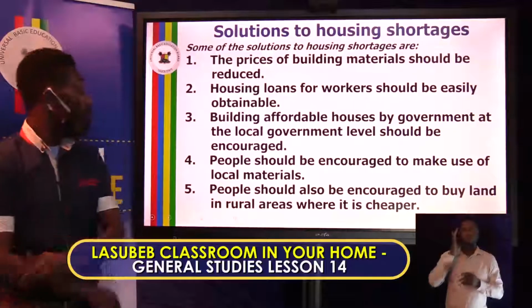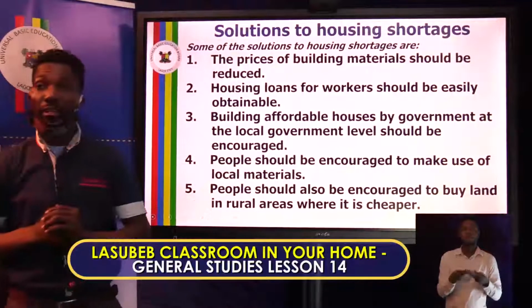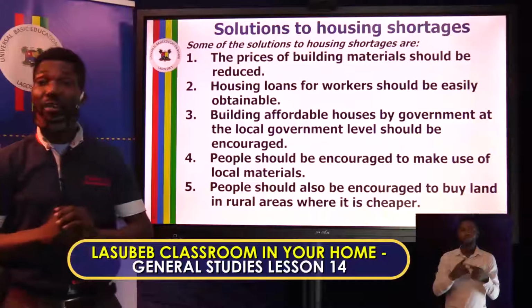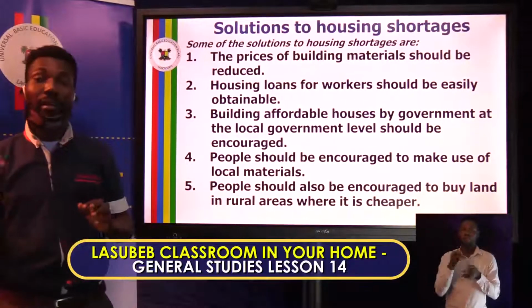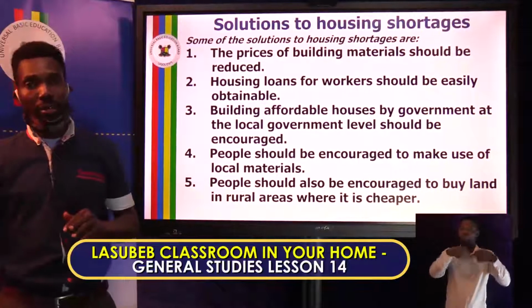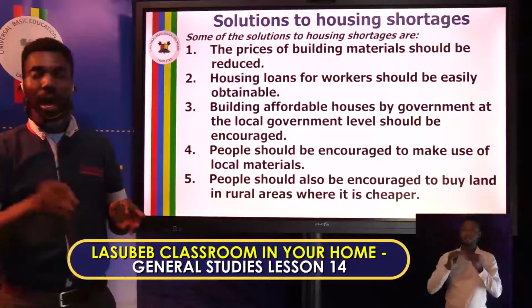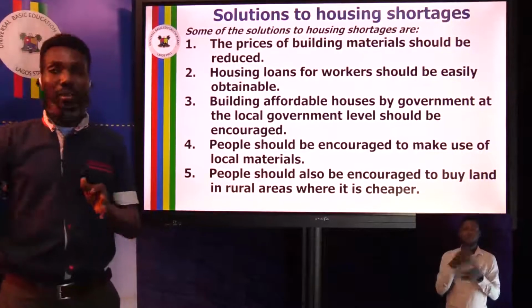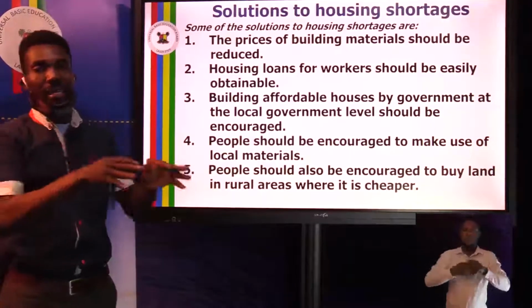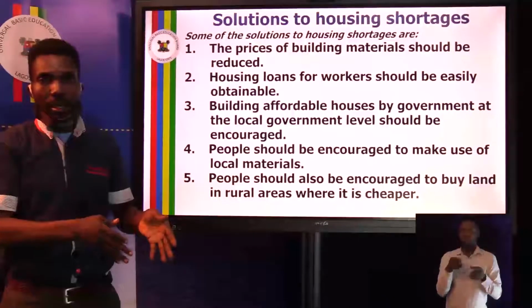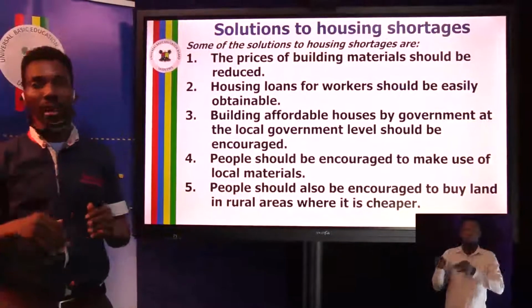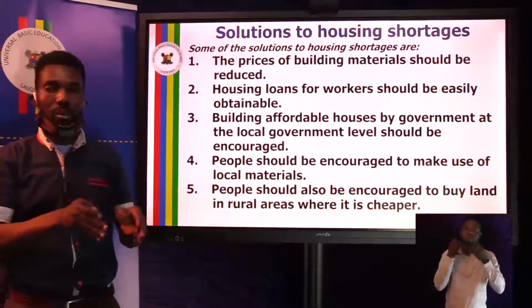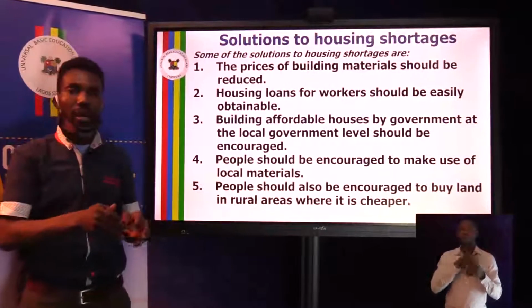Next is people should be encouraged to buy land in rural areas where it is cheaper. Most people do not want to go to rural areas. They prefer the urban places. And let me tell you, the urban areas we have now were like rural areas before, but people started settling there and made it how it is today. So if people move to the rural area and start building out there, it will really help. But many people prefer coming down to Lagos and the city to build their houses.